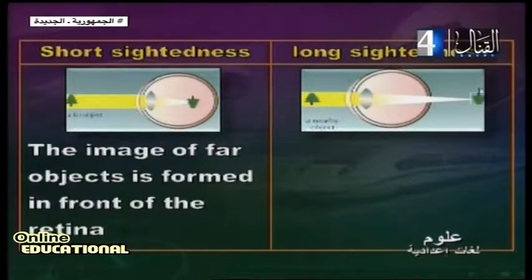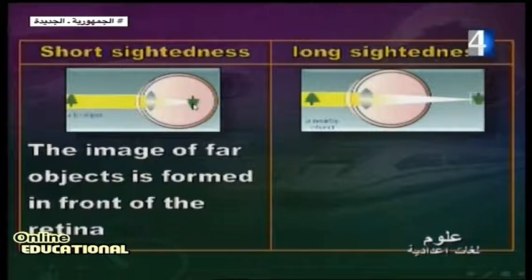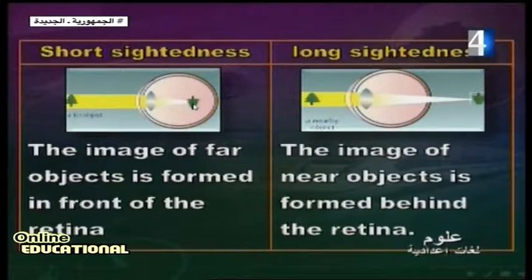In the case of short-sightedness, the image is formed in front of the retina. When a person who has short-sightedness looks at a far object, the image of the far object is formed in front of the retina. And to see the image clearly, it must be formed on the retina. But in this case, the image is formed in front of the retina. It's called a vision defect.